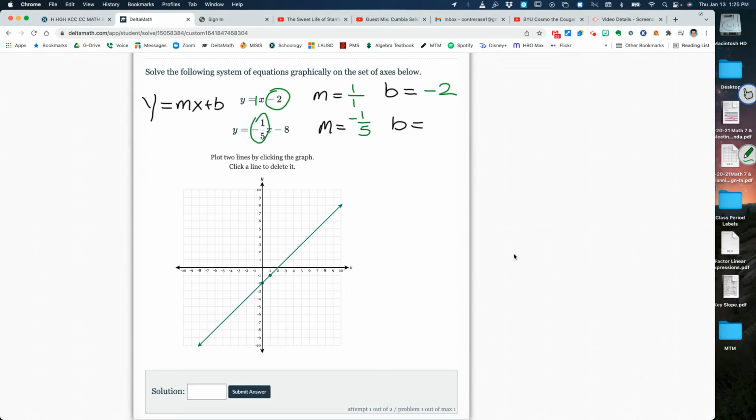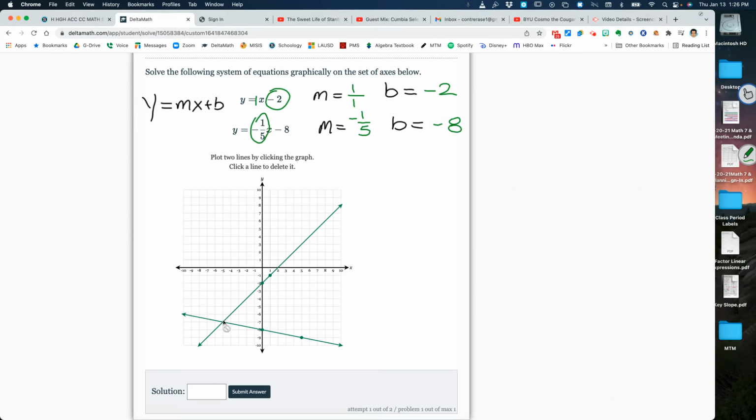Okay. So for our next line, the slope is -1 over 5, right? It's right there. And the y-intercept's -8. So let's use those to graph our second line. So, I'm sorry, the y-intercept's -8. And then the slope is -1 over 5. So we can do down 1 to the right 5. Oops, one more. And there's our second line.